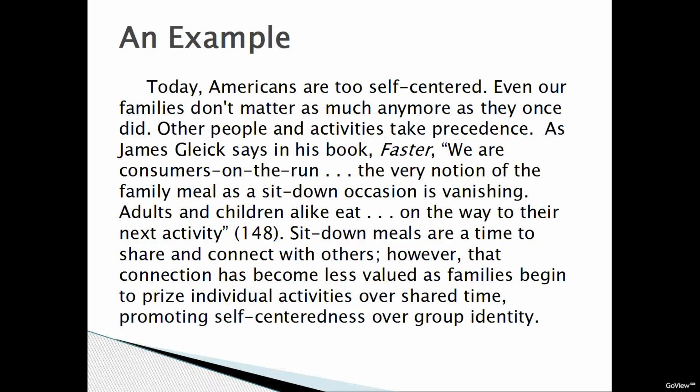This quotation has an introductory phrase or tagline that includes the author's name, and after the quotation you have a correctly formatted in-text citation. But the author doesn't just leave it at that and hope that the reader draws the correct conclusions. The author adds to this to explain why sit-down meals are important and how that connects with family and self-centeredness. Sit-down meals are a time to share and connect with others. However, that connection has become less valued as families begin to prize individual activities over shared time, promoting self-centeredness over group identity.